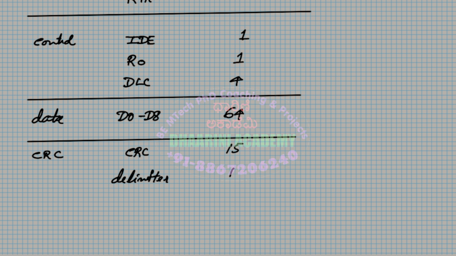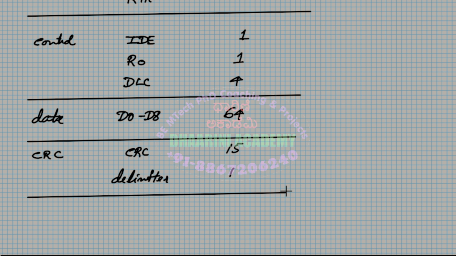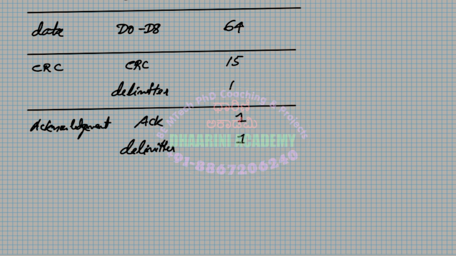Then whenever the one who is sending this message needs to acknowledge something asked by any other device, you need a field for acknowledgement. This is the acknowledgement field. This is ACK, the first subfield, and there is another delimiter. So acknowledgement is 1 bit, and the delimiter is also 1 bit.